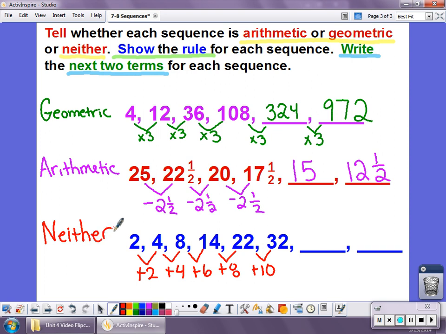And then to continue this pattern, we just think, okay, we did plus 2, plus 4, plus 6, plus 8. So my next plus 10 is going to be plus 12, which would give me 44. And then plus 12, then I go plus 14. And if I do 44 plus 14, I get 58. And that's how you would follow these rules to extend your pattern.